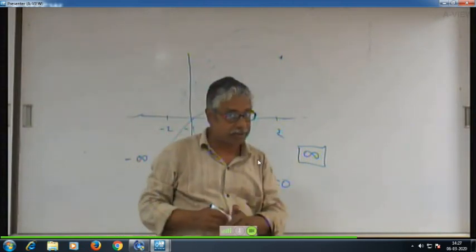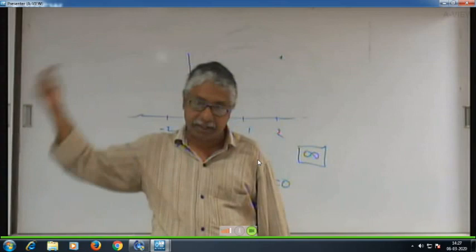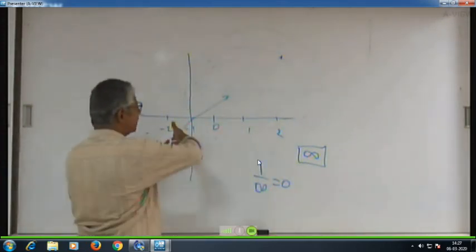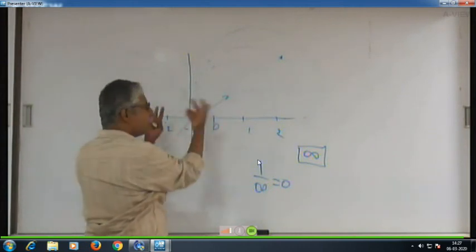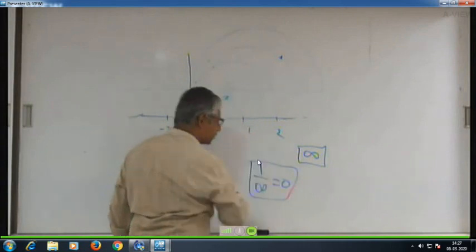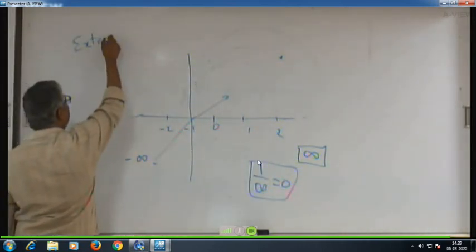Even for real numbers, it was true. 1 by infinity is 0. Similarly, 1 by minus infinity is also 0. That is the bottom line. So use that concept and say that whichever direction you go, 1 by that will be 0. So this is the only property you need to use here. So there is a standard name for this. This is called the extended plane.